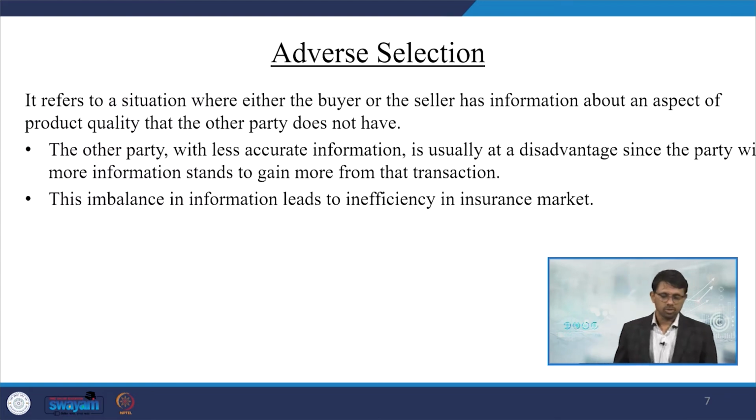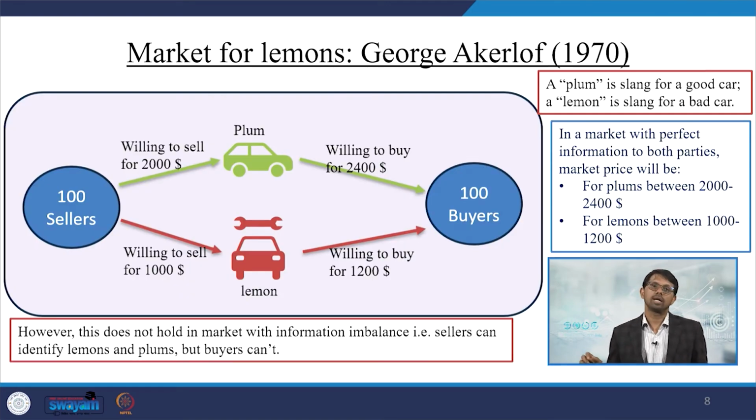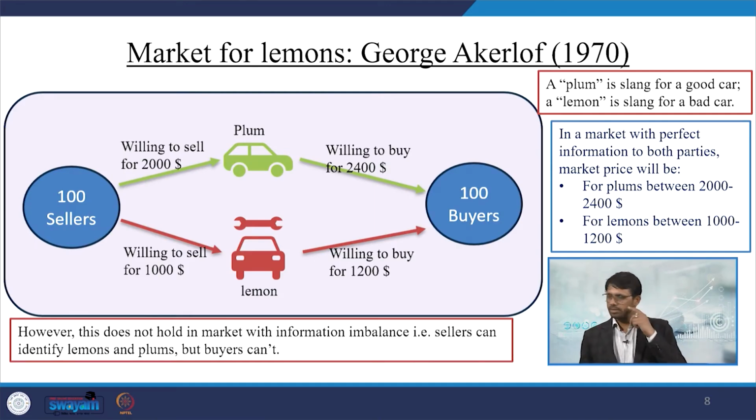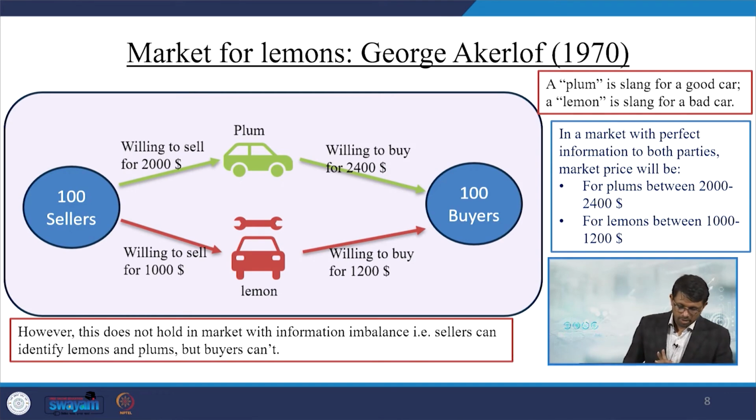So, adverse selection refers to a situation where either the buyer or the seller has information about an aspect of the product quality that the other party does not have. The other party with less accurate information is usually at a disadvantage, since the other one has taken the advantage. The imbalance in information leads to inefficiency in the insurance market. We are actually going to discuss this. For this, we are referring to Akerlof's 1970 paper, starting with the lemon market and plum market.